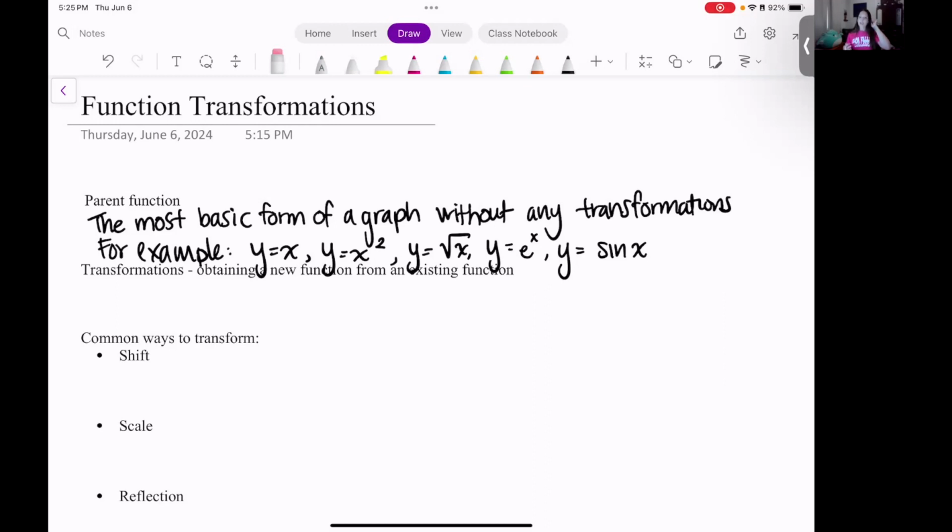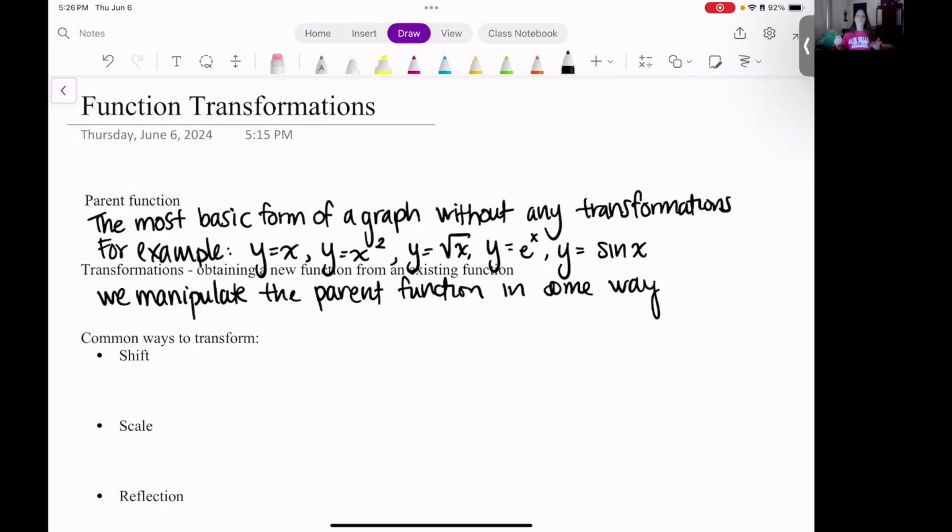Transformations is where we obtain a new function from an existing function. Essentially, we manipulate the parent function in some way. For instance, you could take a linear function that goes through the y-intercept of 0 and move it up. You could shift it down. You could shift it right. You could shift it left. You could reflect it. You could stretch it. You could compress it. Quite a few different options.